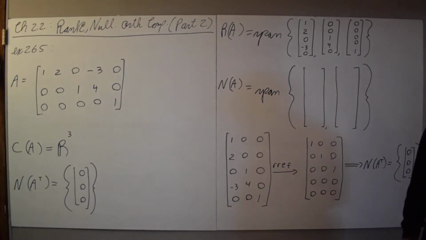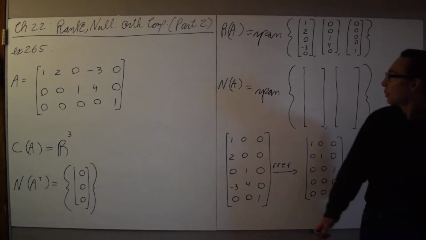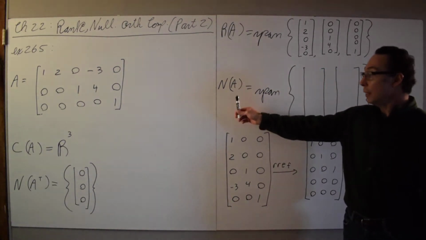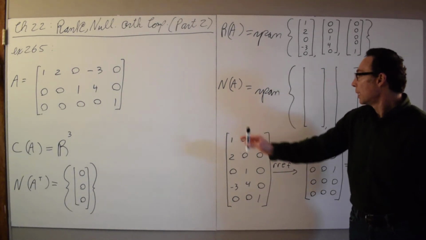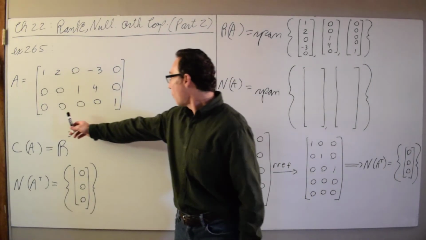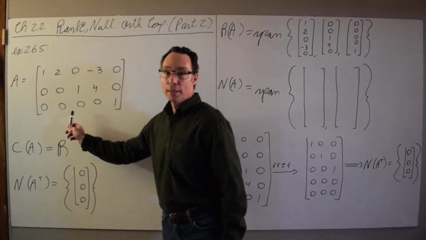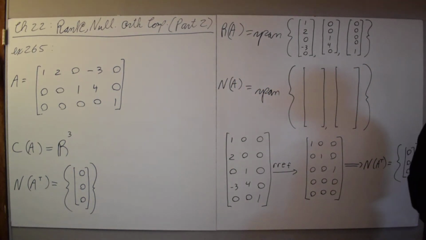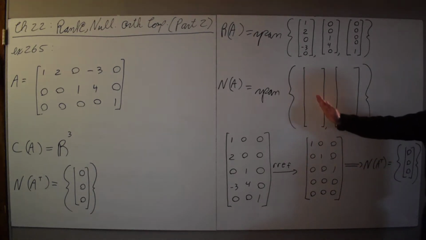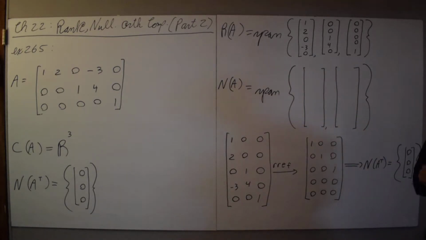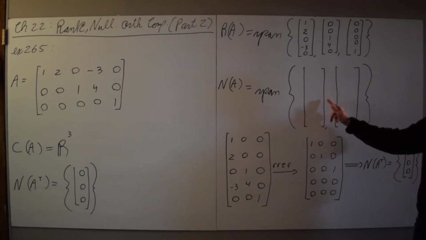Remember the rank plus nullity theorem. The rank, which is the dimension of the row space, plus the nullity, which is the dimension of the null space, has to equal 5, because the matrix has 5 columns. Rank plus nullity is n, where n is the number of columns. So that means there are 2 linearly independent vectors in the null space, and we can use these 2 linearly independent vectors to span the null space.